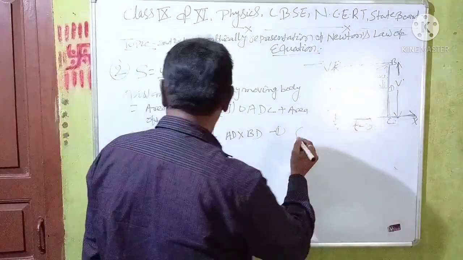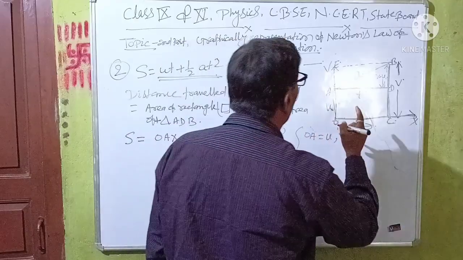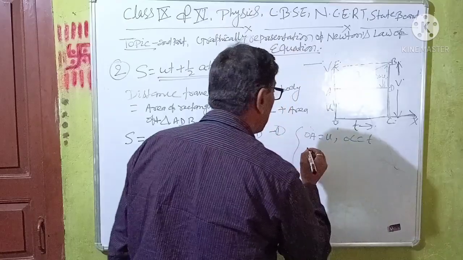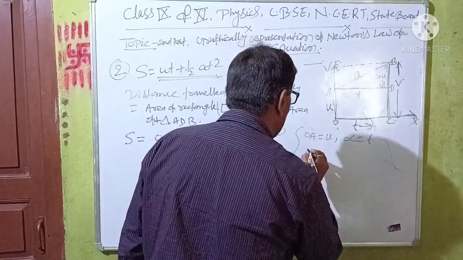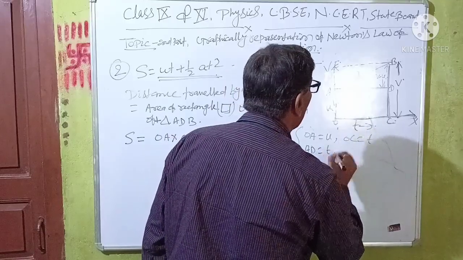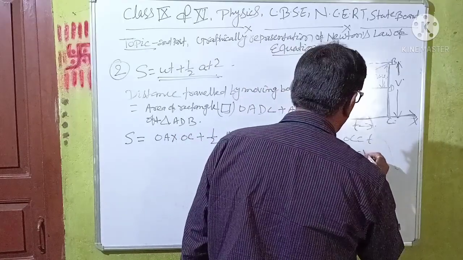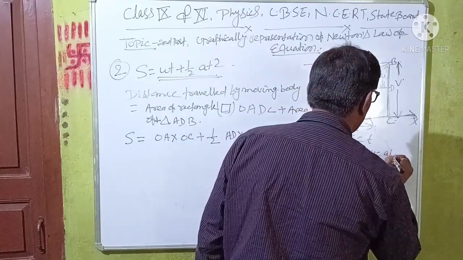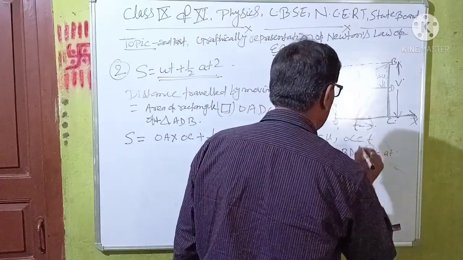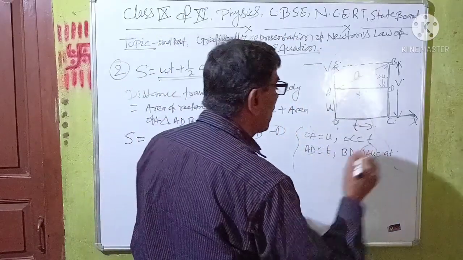Now we know the values of OA, OC, AD, BD. OA represents u, OC represents t, AD also represents t, and BD is equal to v minus u, which also represents at, because v is equal to u plus at. Then v minus u is equal to at.